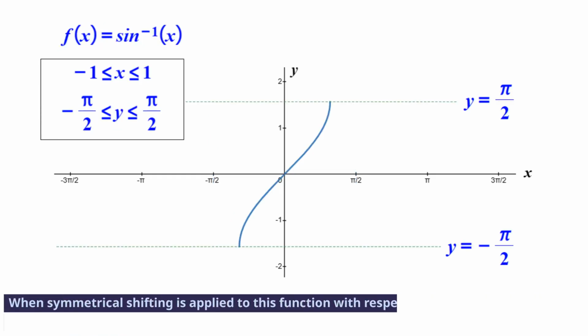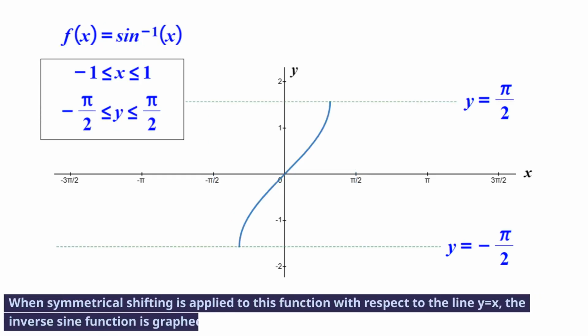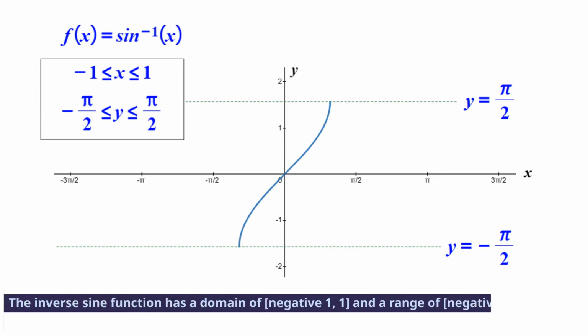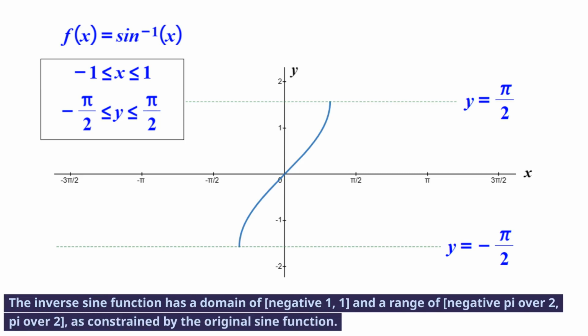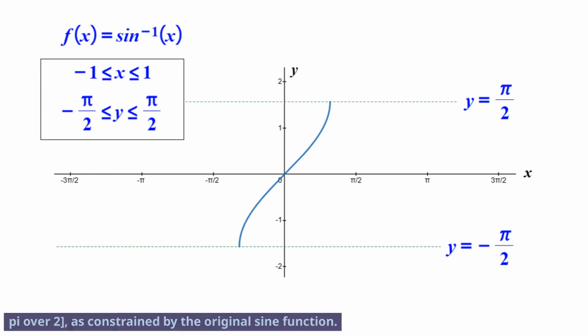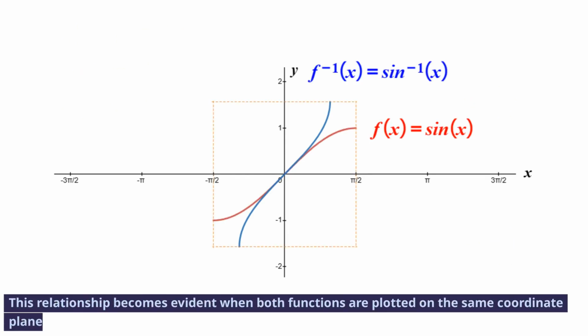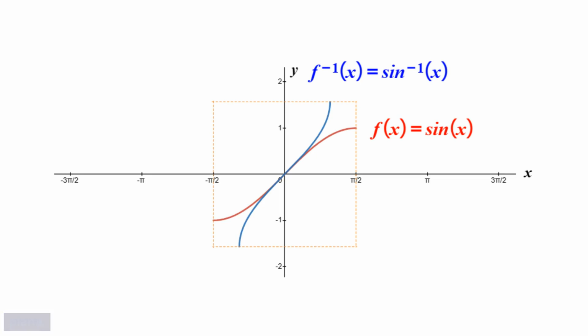When a reflection is applied to this function with respect to the line y equals x, the inverse sine function is graphed. The inverse sine function has a domain of [-1, 1] and a range of [-π/2, π/2], as constrained by the original sine function. This relationship becomes evident when both functions are plotted on the same coordinate plane.